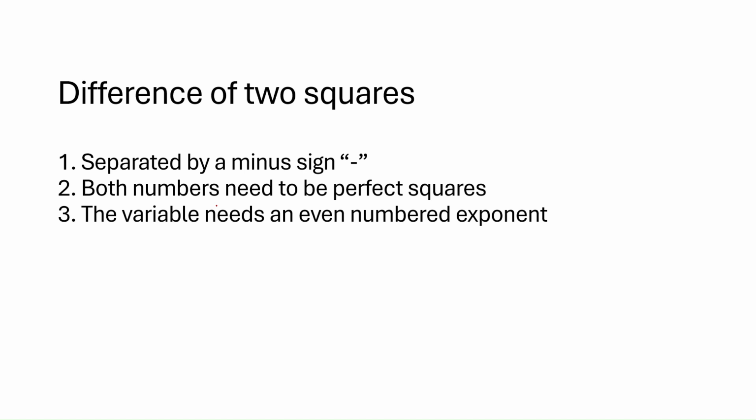Because remember, when multiplying terms with exponents, we add the exponents. So basically, when we square root it, we just divide it by 2.